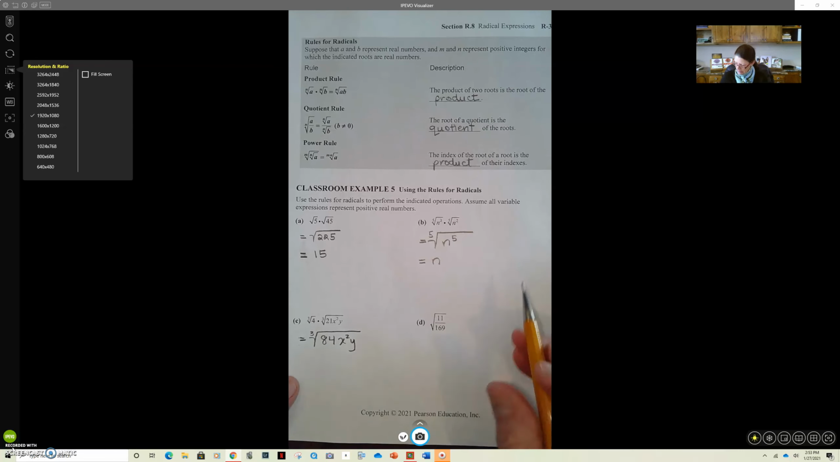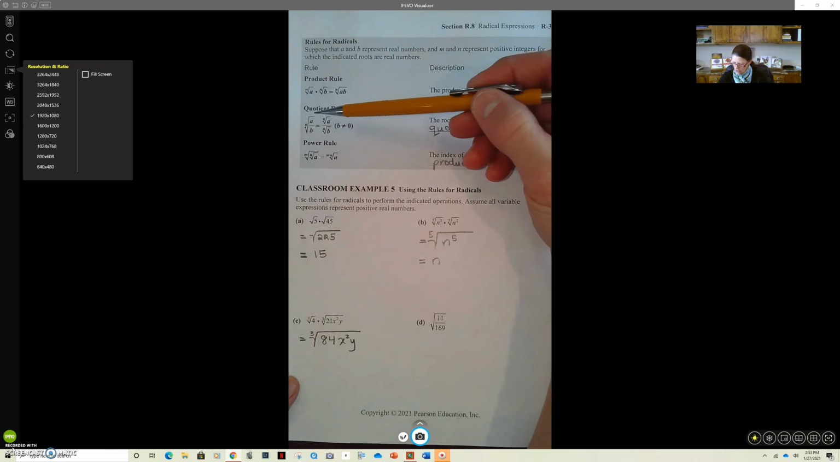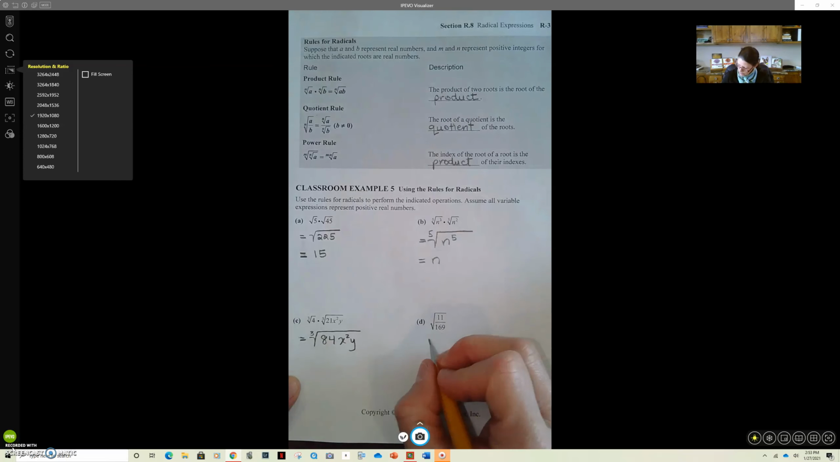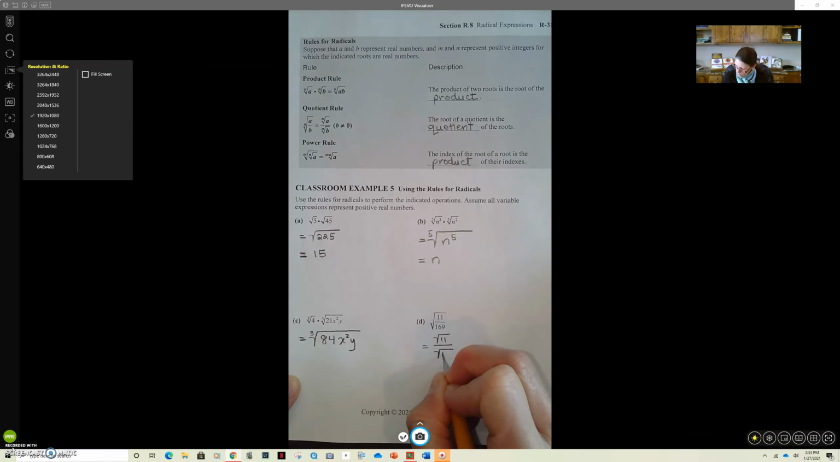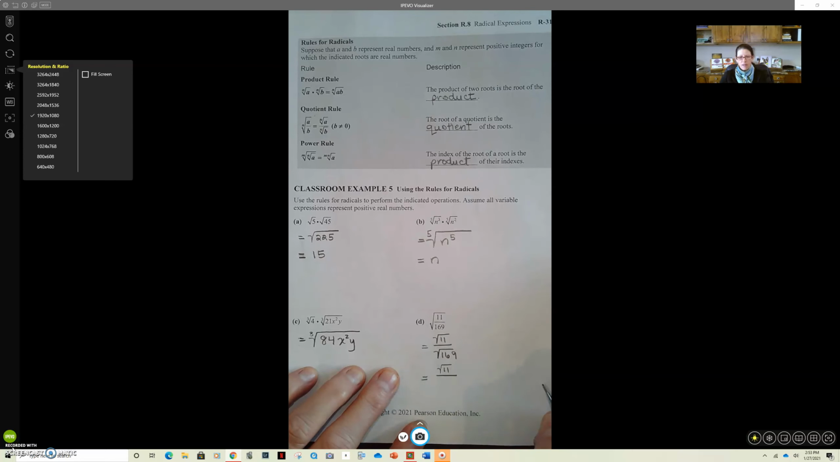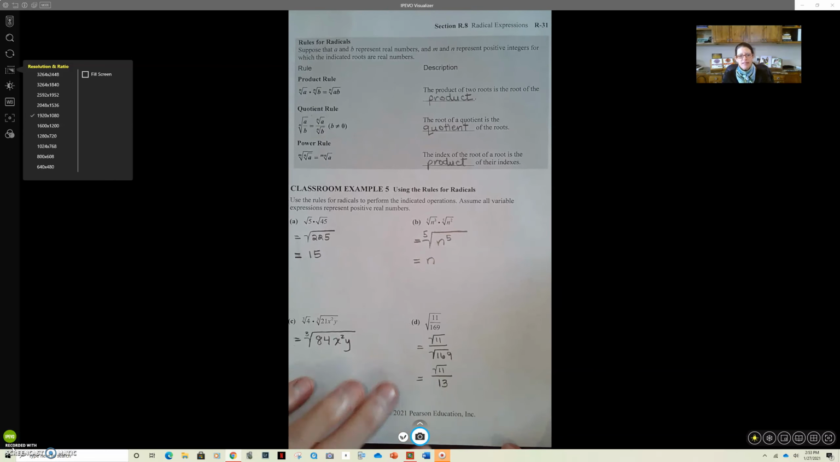And lastly here in part D, we're looking at our quotient rule. The nth root of a quotient is the quotient of the roots. So we're just going to split this up and write it as the square root of 11 over the square root of 169. 11 is not a perfect square. We cannot take the square root of it. However, the square root of 169 is 13. So we're going to go ahead and take that square root and pull it out of there. And let's turn the page.